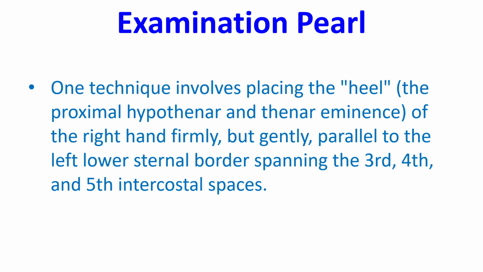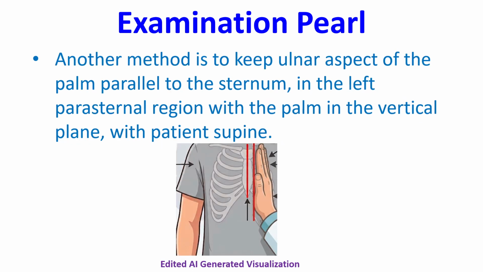One examination technique involves placing the heel, that is the proximal hypothenar and thenar eminence of the right hand, firmly but gently, parallel to the left lower sternal border, spanning the third, fourth and fifth intercostal spaces. Another method is to keep the ulnar aspect of the palm parallel to the sternum in the left parasternal region, with the palm in the vertical plane, with the patient supine.